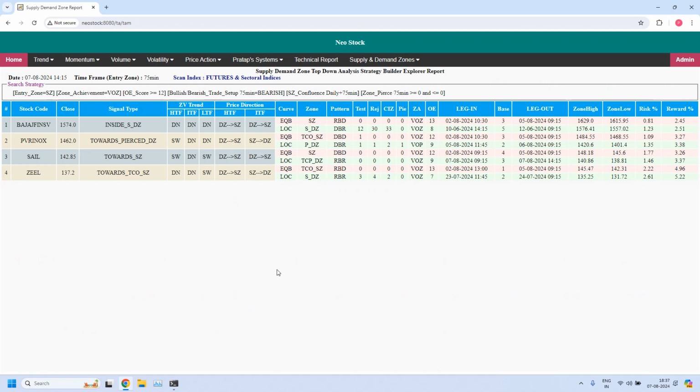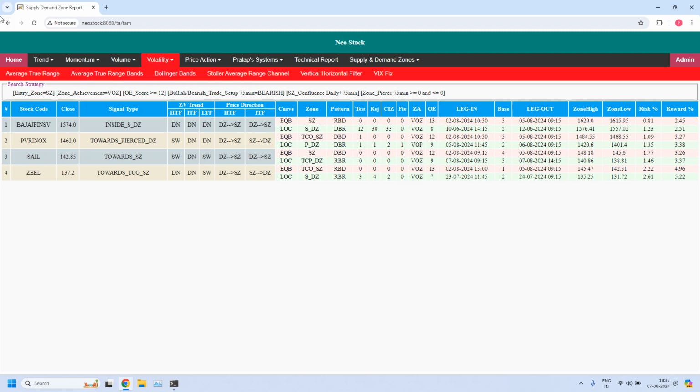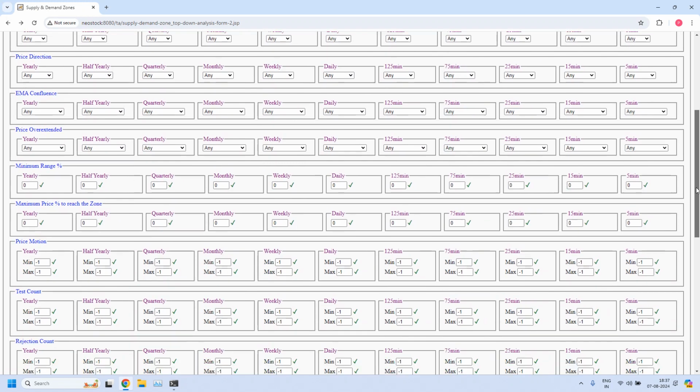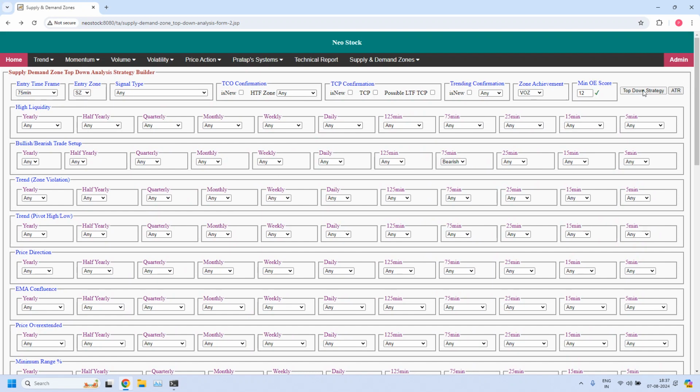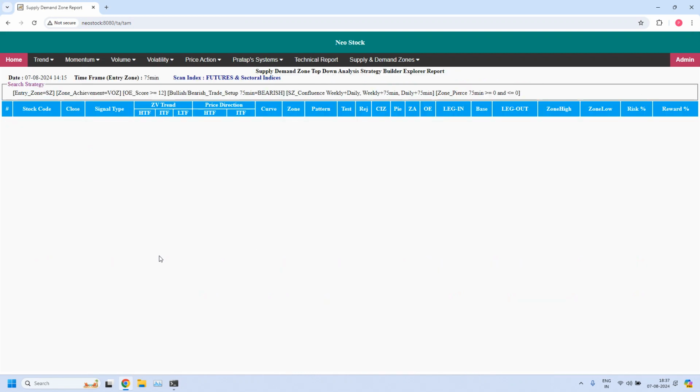Now let us check how many of these stocks again have confluence with the HTF time frame, that is the weekly time frame. In supply zone confluence, 75 with daily is already enabled. Now we are enabling 75 minutes with weekly, and daily and weekly also, checking with all the LTF, HTF and ITF confluence. None of these stocks are available. All those stocks have confluence only with the daily time frame. Okay, this is about bullish and bearish trade setups for weekly income trades.